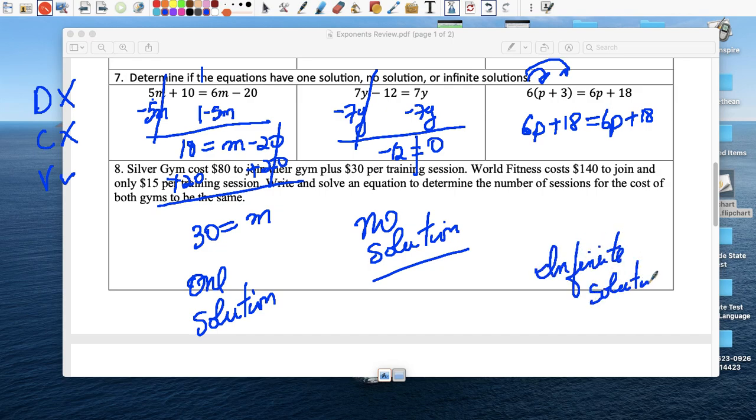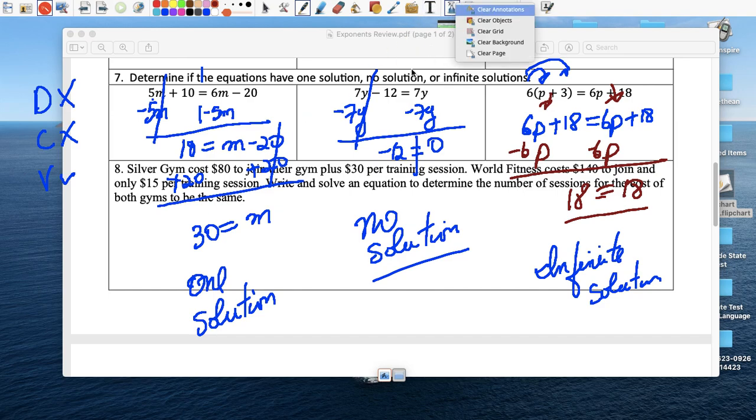Then just to go one extra step, I'm going to subtract 6p from this side, subtract 6p from this side, and we get 18 equals 18. So when you get to something like this, where the right side is equal to the left side, you know that this is going to be an infinite solution. It doesn't matter what value of p I put in here, I'm going to get the same answer on the left.